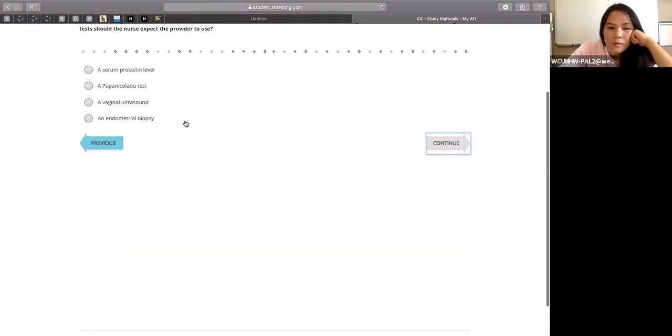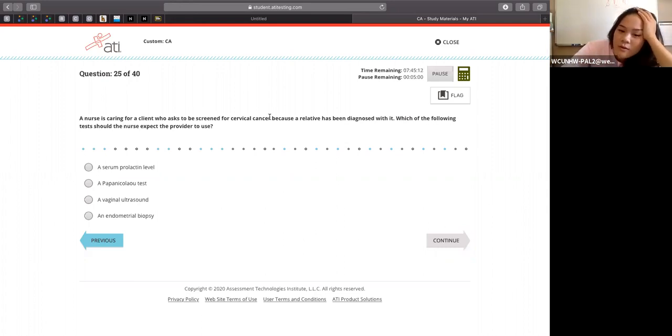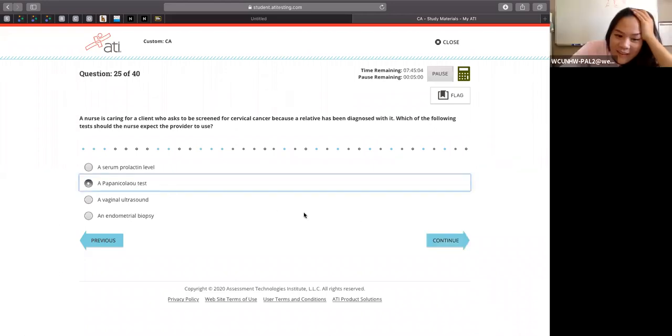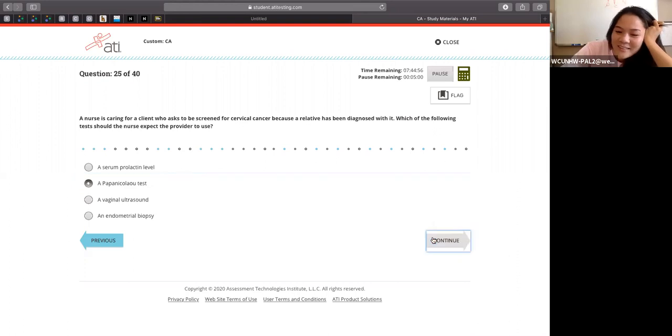A nurse is caring for a client who asked to be screened for cervical cancer because a relative has been diagnosed with it. Which of the following tests should the nurse expect the provider to use? So, cervical cancer. What do we get at the doctor's office? Women. Pap smear. Yeah. Papanicolaou test. I like pap smear.